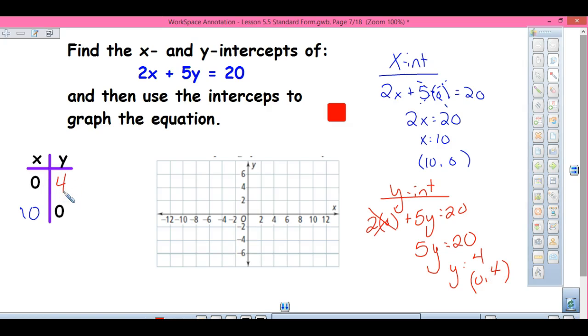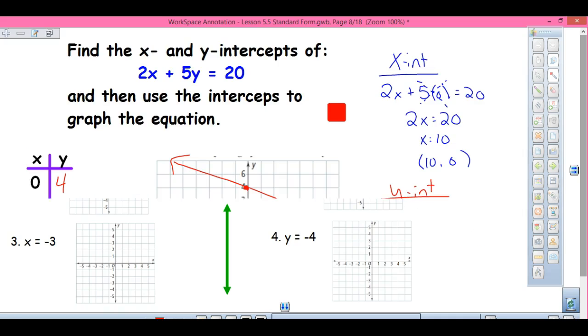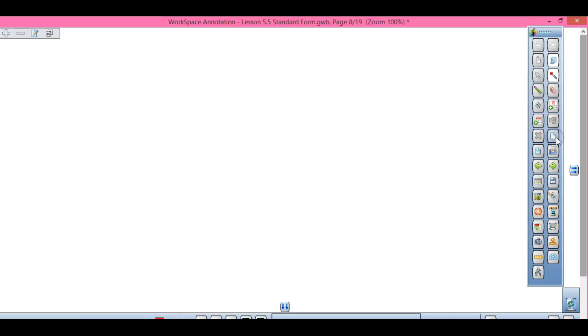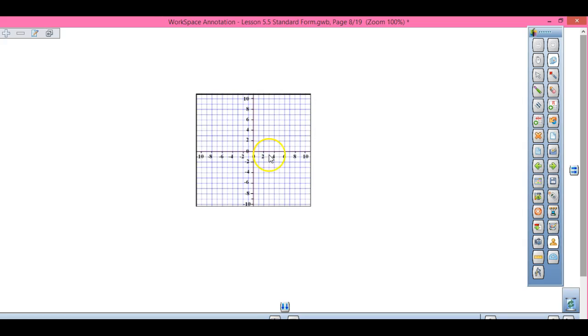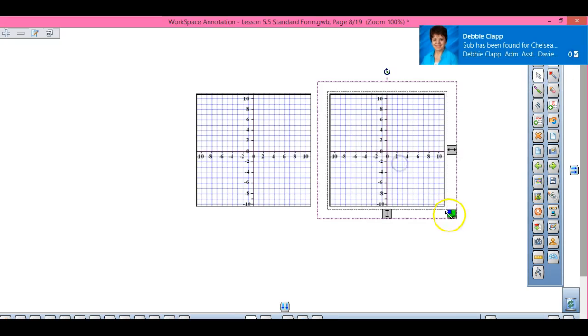Okay, so now we have 2 points, right? We have the point 10, 0, right there. We have the point 0, 4, right there. We draw our line through those 2 points and we have our line. It is like magic. We're going to do that a little bit later. We're doing one more, because I kind of feel as though some of us are still struggling.